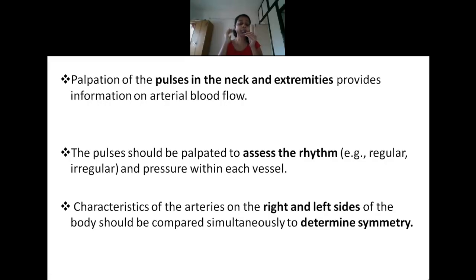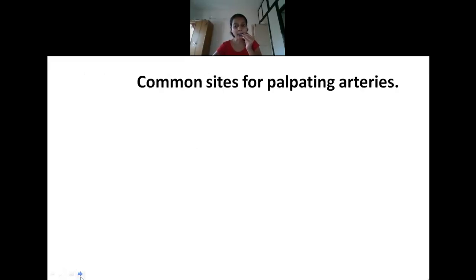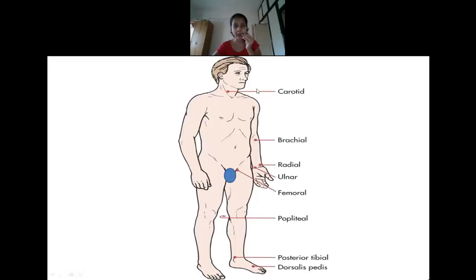When you are checking the pulses anywhere in your body, you should check the rhythm. Most of the time, normally it will be regular. One pulse will come after the other pulse regularly. But in patients with cardiac conditions, the pulse will be irregular. It will come once, then after some time, some other irregularity will come. That can be noted sometimes. Always remember to do the right side and the left side, both you have to perform. Common sites of palpating arteries are the same sites I already mentioned.